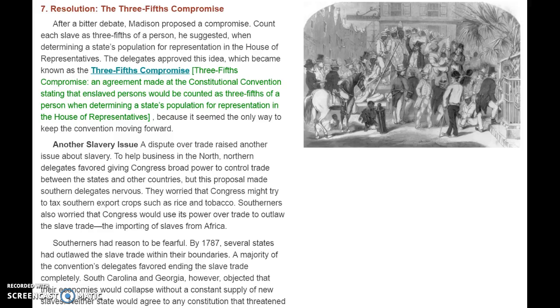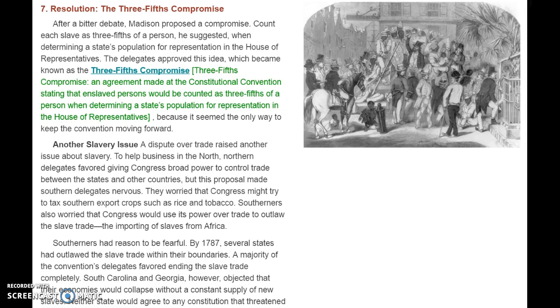Today's reading goal is to be able to explain the different compromises made at the Constitutional Convention and the effects on the Constitution. Section 7, Resolution, the 3/5 Compromise. After a bitter debate, Madison proposed a compromise. Count each slave as 3/5 of a person, he suggested, when determining a state's population for representation in the House of Representatives. The delegates approved this idea, which became known as the 3/5 Compromise, because it seemed the only way to keep the convention moving forward.